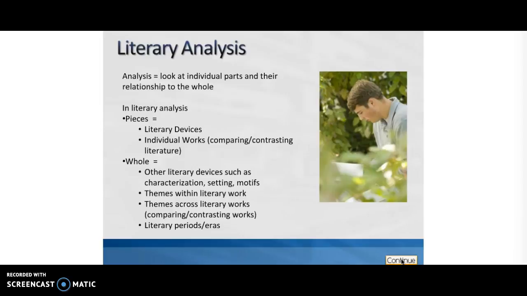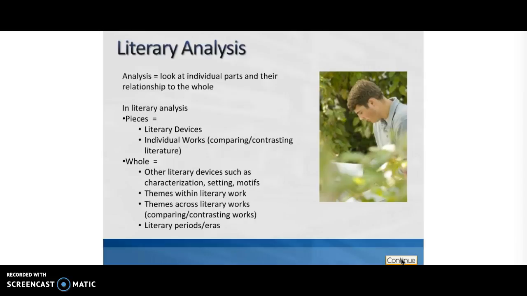Just to review, literary devices are the tools authors use to develop their works. Characterization, setting, form, diction, symbols, imagery, these are just a few of the devices that authors use. Most analyses focus on the most significant literary devices in the work. Occasionally, when conducting an analysis, you might consider an entire work as a piece of a larger picture. For example, you might look at Shakespeare's play Much Ado About Nothing to analyze how it relates to his other comedies. So the one play is the piece and the other comedies is the whole.